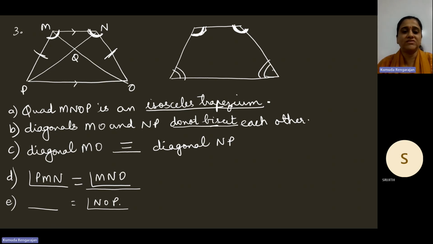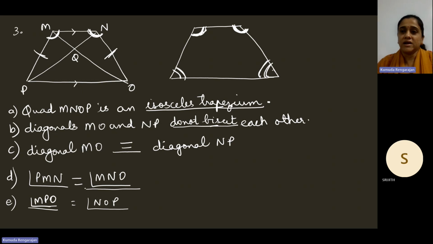Then NOP is equal to... this angle is equal to this angle. So angle NOP is equal to... correct, MPO. This is only in an isosceles trapezium.